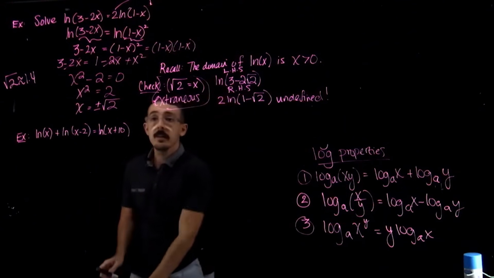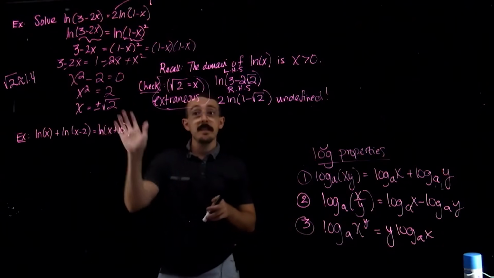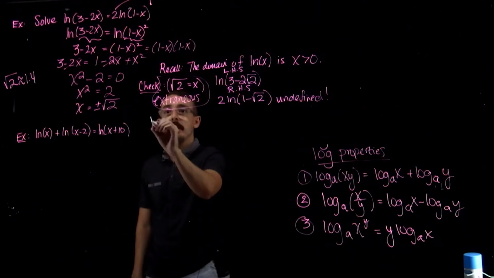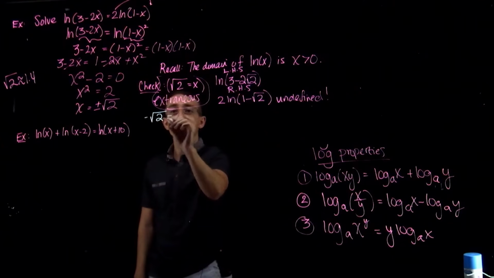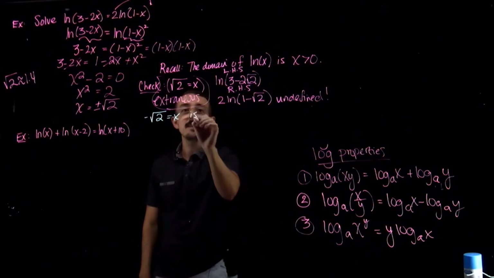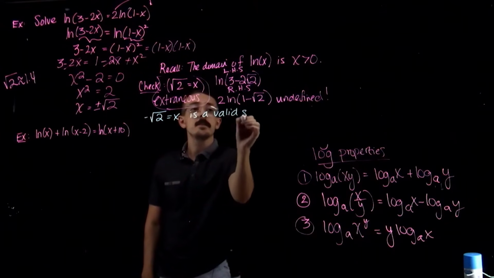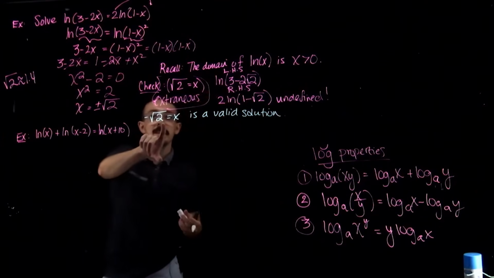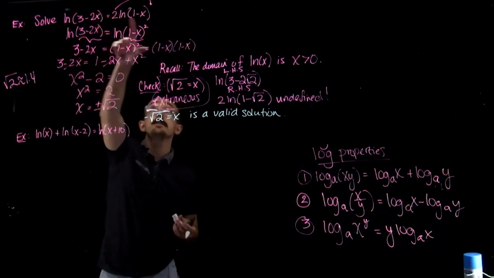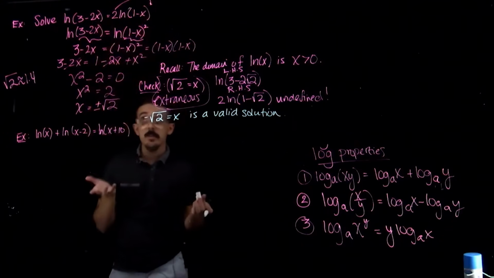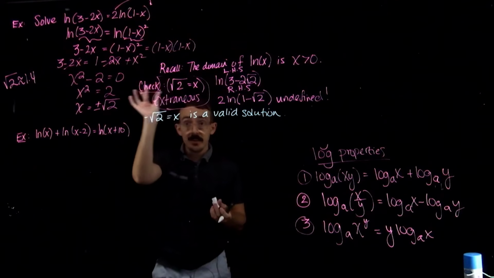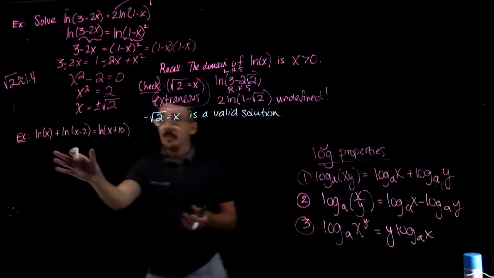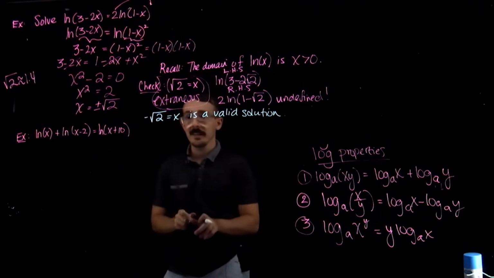If you plug in negative root 2, everything's actually OK. So I'll just write that down. Negative root 2, x equal to negative root 2, is a valid solution. You can check that right now if you want, but all you would do is take this negative root 2 and plug it into the two spots, and you'll see both sides are equal, and the stuff inside of the logarithm stays positive.